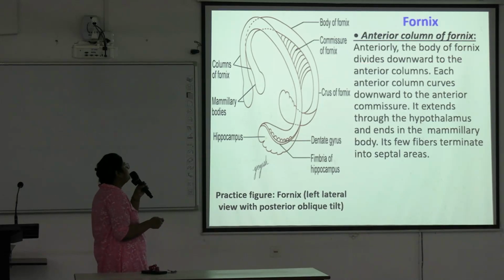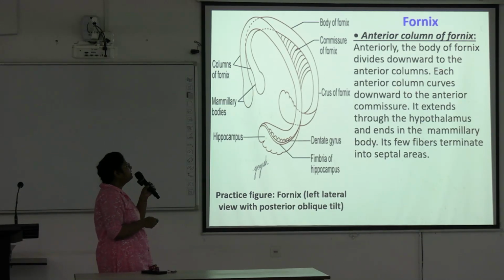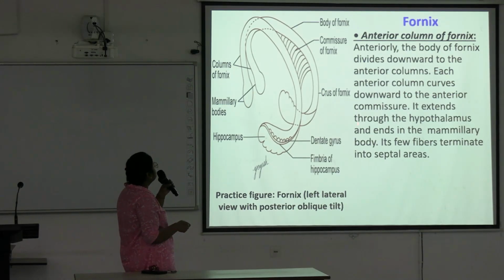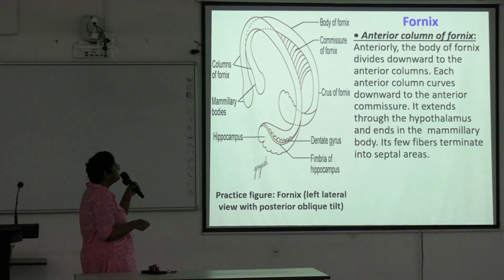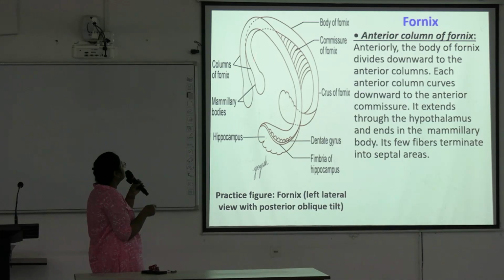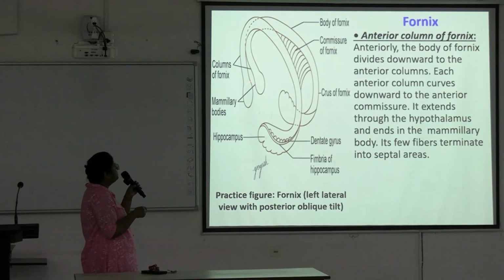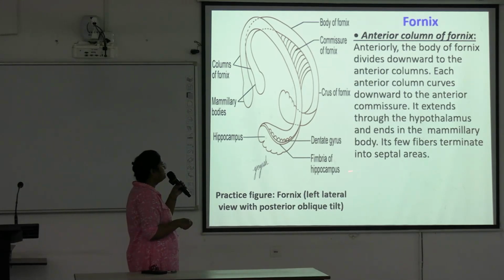Anteriorly, the body of fornix divides downward into the anterior columns, and each anterior column curves downward to the anterior commissure, and it extends through the hypothalamus and ends in the mammillary body. Here it is ending, the mammillary body. This column of fornix ends in this mammillary body, and a few fibers terminate in the septal areas.